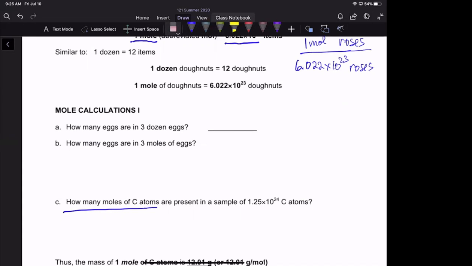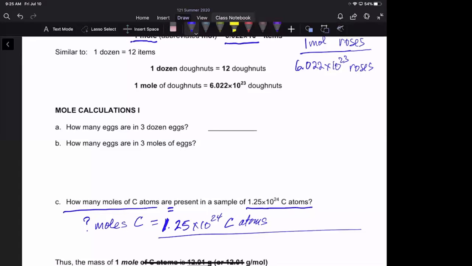Okay, so when I write down this question, I'm going to write how many moles, so my number and my unit, and my label, how many moles of carbon are present. That is my equal sign. And then here's the value I'm starting with: 1.25 times 10 to the 24, so that's large, 1.25 times 10 to the 24 carbon atoms. And I want to use the units to change that into moles.